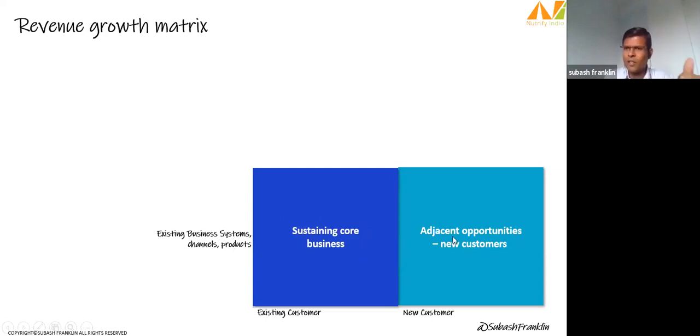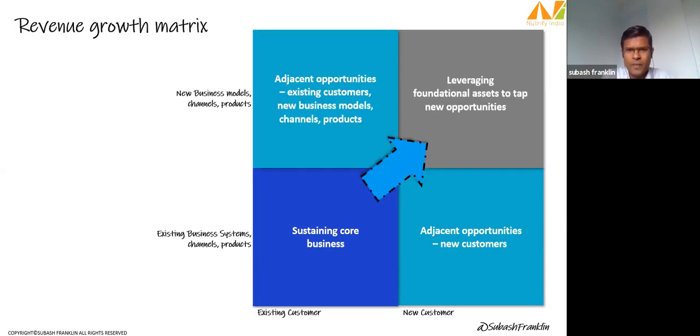Currently you're serving one customer segment, you can slowly extend it to a new segment which you have not been serving earlier using your existing business systems itself. So that's another avenue which we call an adjacent opportunity. The second is you can slightly tweak your business model. You can add on new channels, you can add on new products and target your existing customers, which is another form of adjacent opportunity.